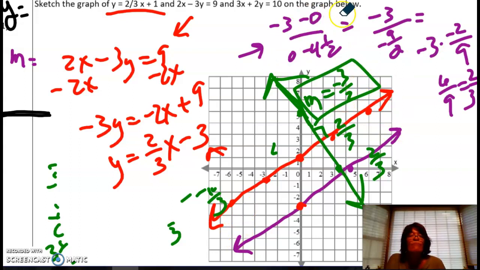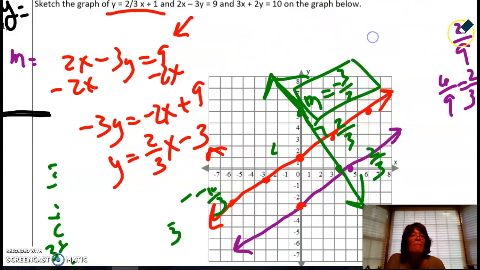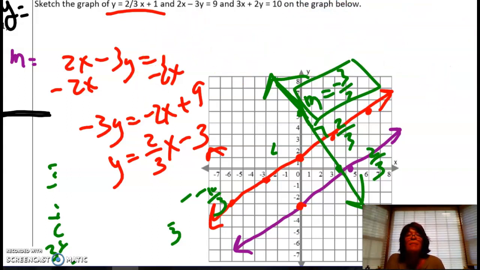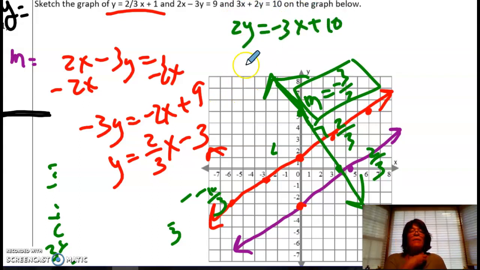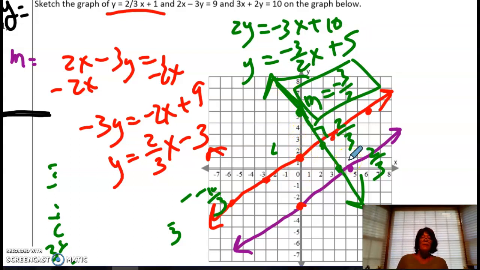It really doesn't matter to me. There are so many forms, so many different ways, right? Math is like pasta: multiple ways to solve problems. So this other one, I could have subtracted the 3x and then divided by 2. And I would have gotten 5 as my y-intercept and gone down 3 over 2. Either way, use intercepts or change it into the other form. Lots of ways.